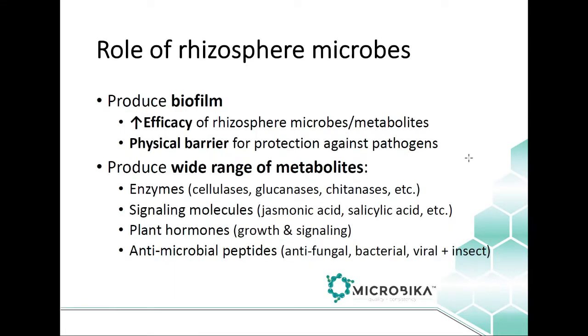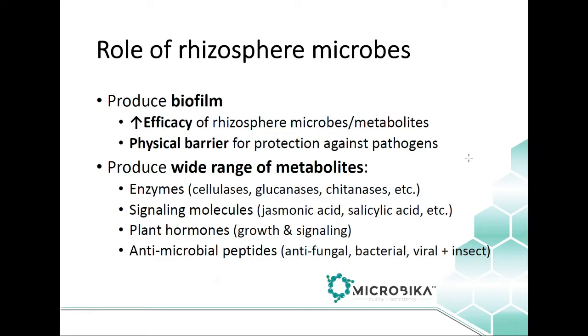So the role of rhizosphere microbes. First of all, the moment microbes establish in the rhizosphere, they start producing a biofilm. And the biofilm is first of all there to create a concentration of microbes, but also of metabolites. So it impacts the efficacy of those rhizosphere microbes.